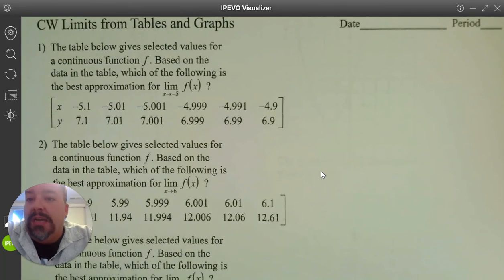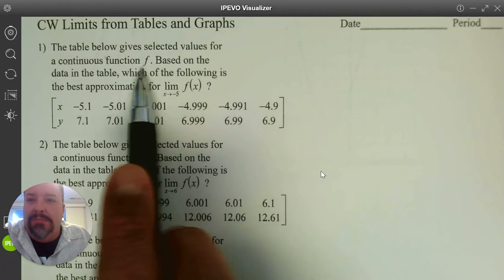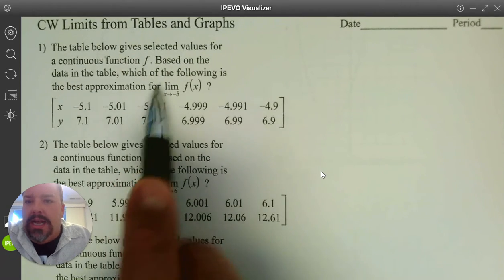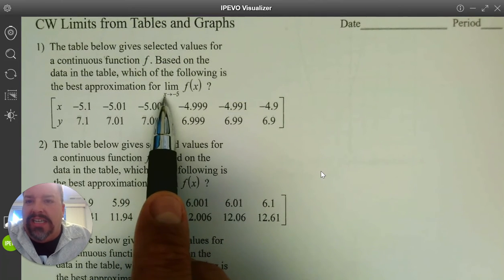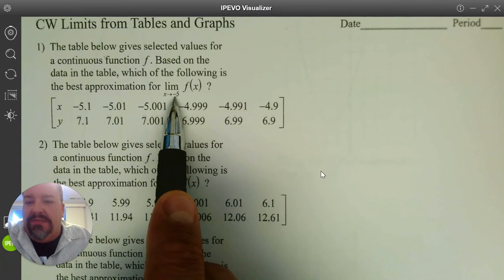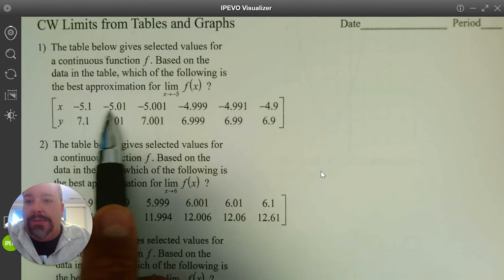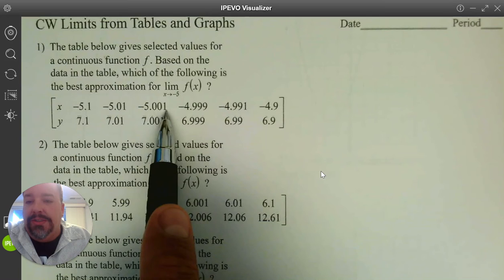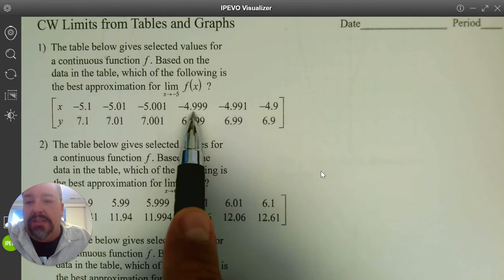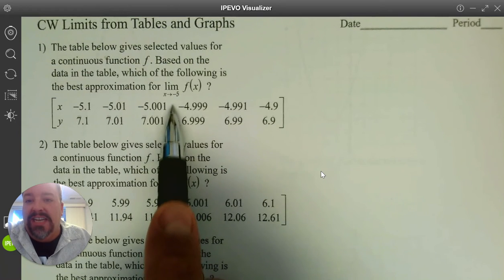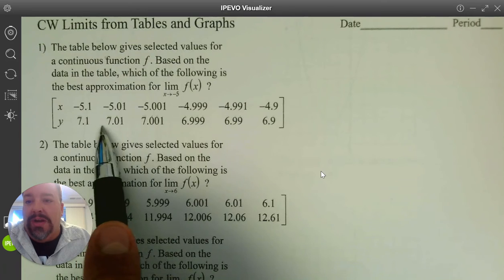The first one says the table below gives values. This is the wording that I get from like Khan Academy problems and from AP exams. And down here it says based on this, what is the approximation for the limit as x approaches -5 of this particular function? And so as we go this way along the x values, you can see they get closer to -5. As we go this way, they also get closer to -5. -5 is not actually on our table here, but we want to pay attention to the y values.